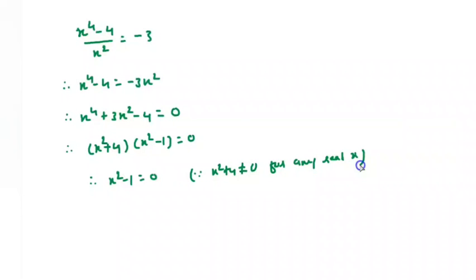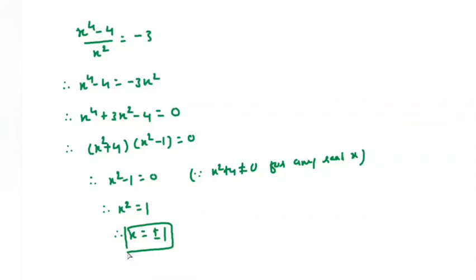Okay, because whatever real value of x you take, x square plus 4 will never be 0. Yes or no? It may be greater than 4 or minimum 4. Clear? Even if you take x is equal to 0, it will be 4, and therefore we will reduce the equation in this way. x square minus 1 is equal to 0, and therefore x square is equal to 1. Therefore you will get x is equal to plus or minus 1.